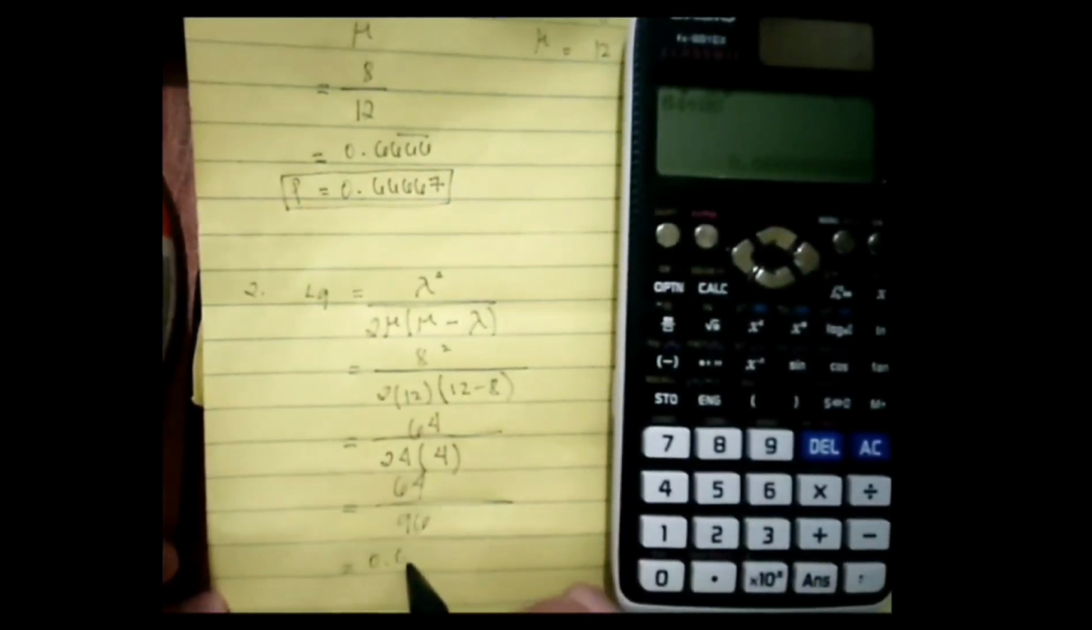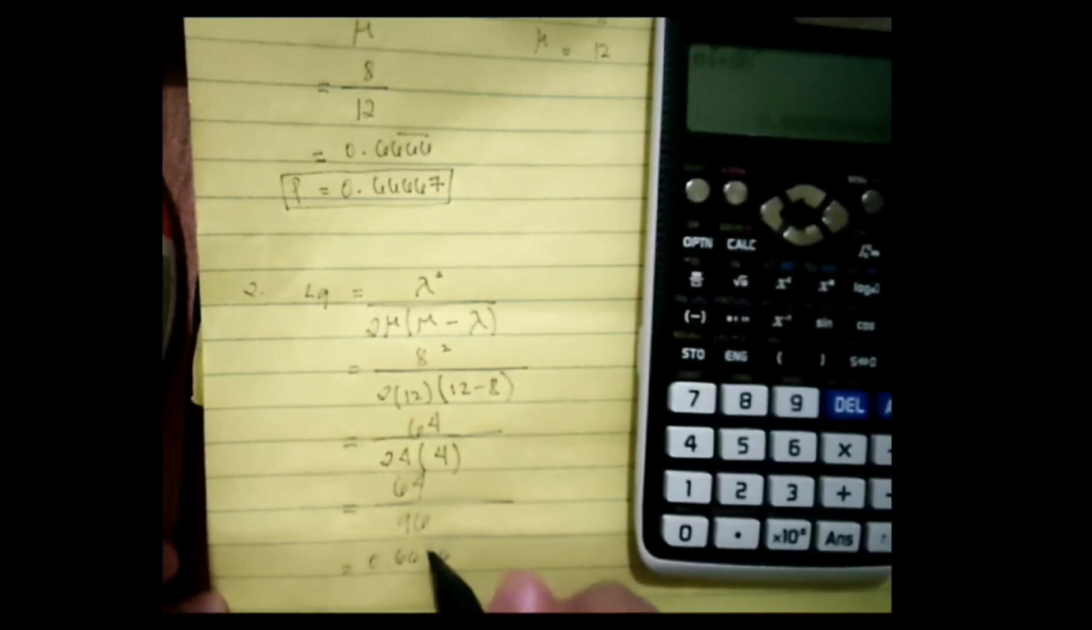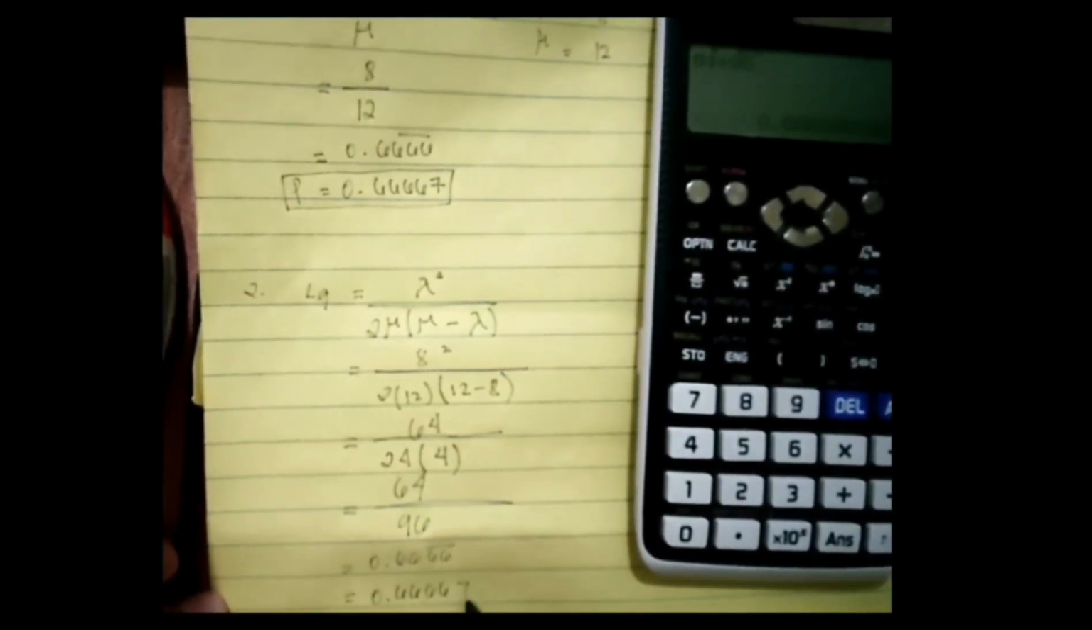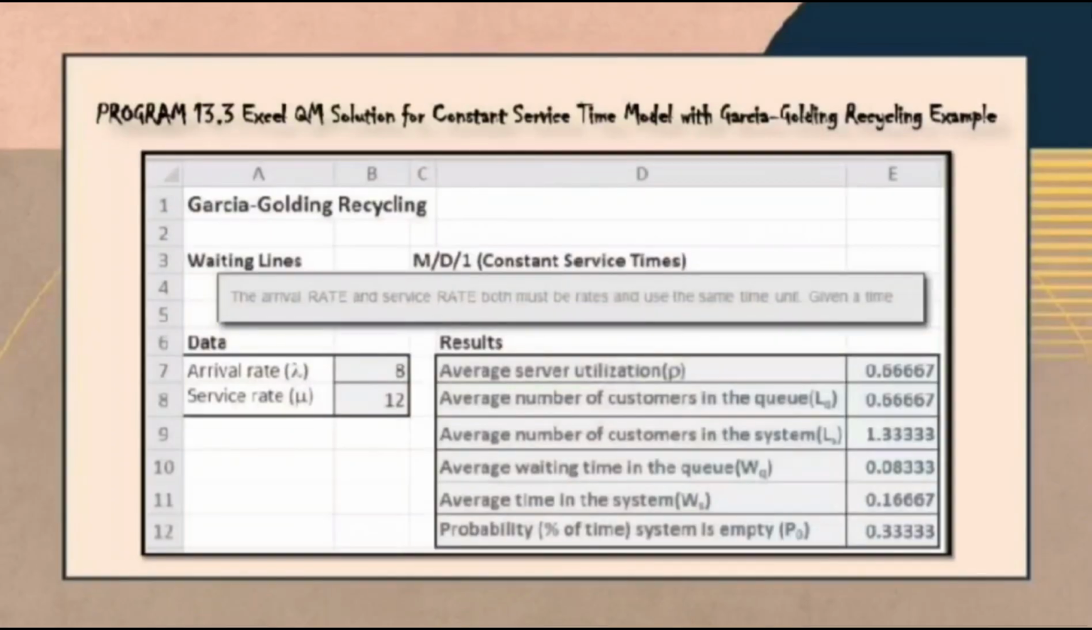Same pa din sa number 1 na sagot, pero iba nga lang din ang hinahanap, nagkataon lang na same ang answers. Bali, i-compare natin to siya sa sagot sa Excel QM. Bali, as you can see, same siya. Bali, tama ang ginawa nating process.